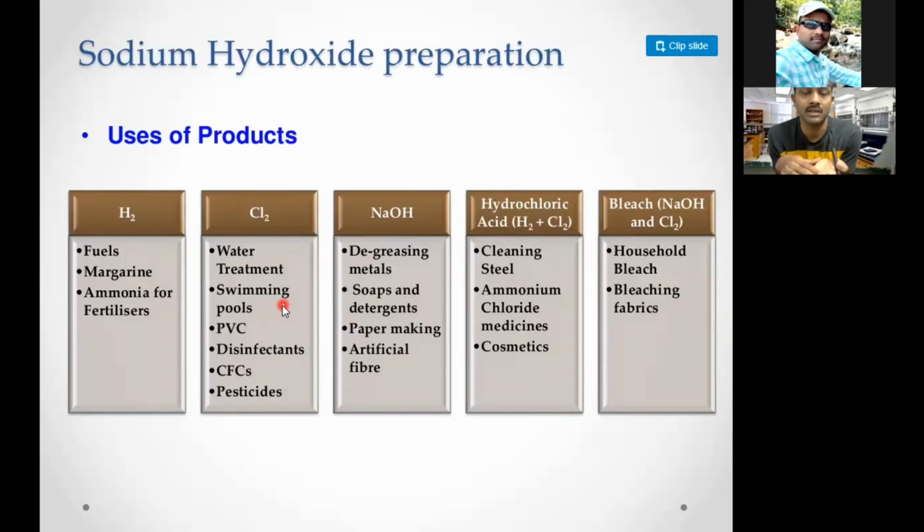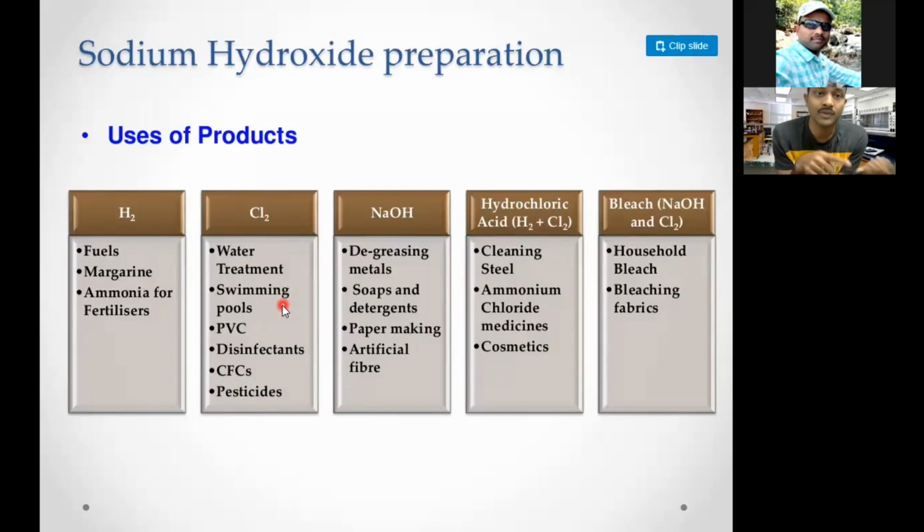We are also using sodium hydroxide to prepare soaps and detergents, and for paper making industries. Here we have BPL industries, the paper making industries. They are using sodium hydroxide to make paper. To make artificial fiber also sodium hydroxide is used. So it has so many uses. Some of the important uses are listed out here.